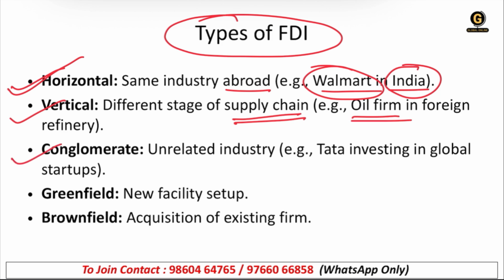Then we have conglomerate. See, conglomerate means an unrelated industry, like Tata investing in global startups. Then greenfield: a company starts a new business or builds a new facility, maybe in another country, from scratch. For example, Hyundai, a car company, building a new car plant in India. That is greenfield investment. Setting up a brand new operation in a foreign country is called greenfield investment.